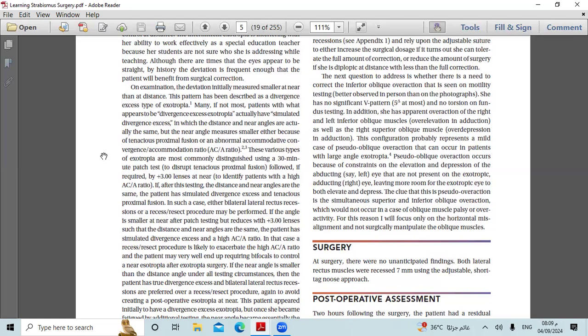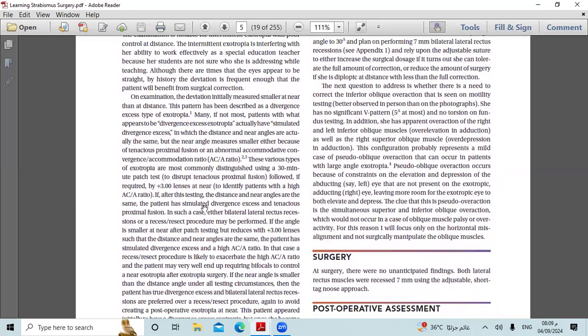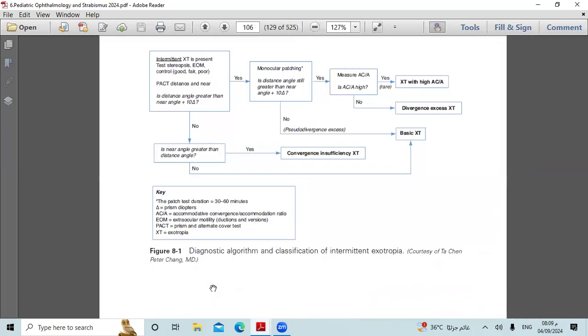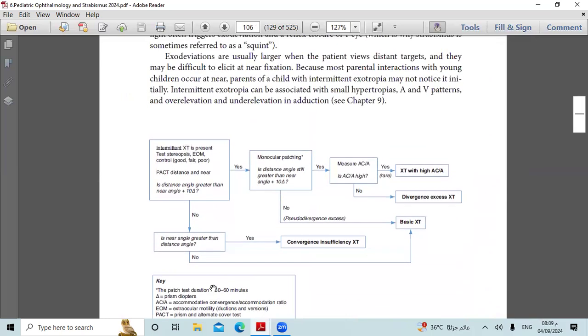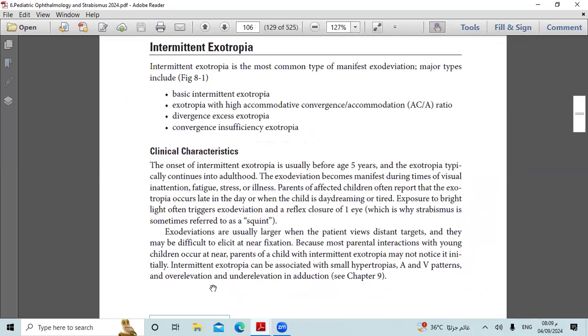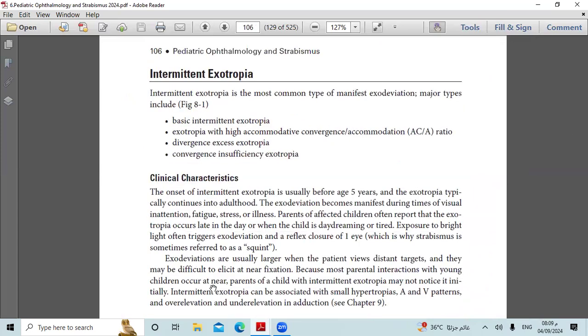Okay, before you continue, Dr. Haima, I will make a little explanation about the types of intermittent exotropia. I like this table from the American Association for Pediatric Ophthalmology, 2024. It talks about the types of intermittent exotropia in a proper way. They divide intermittent exotropia into basic intermittent exotropia, exotropia with high ACA ratio, divergence excess exotropia, and convergence insufficiency exotropia. Let me explain here before we go to the table.